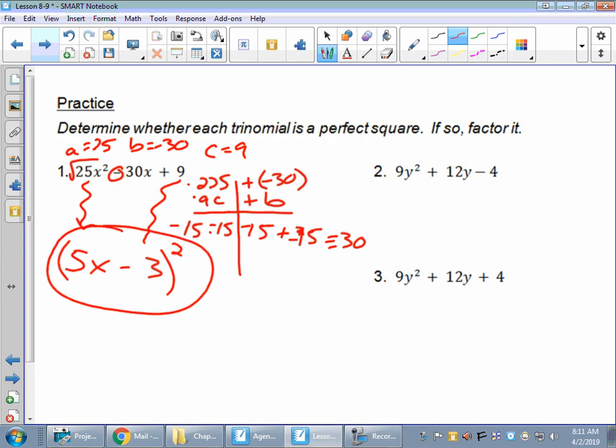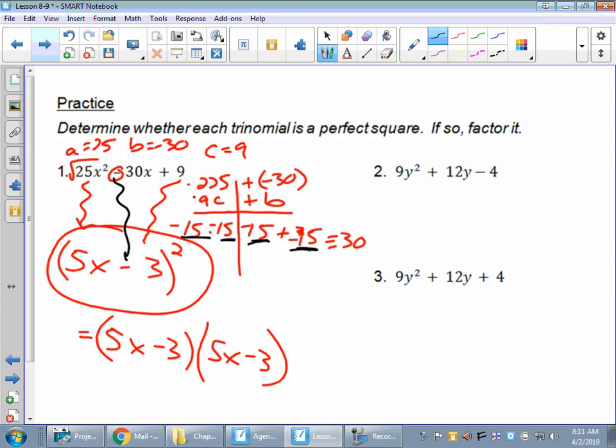Okay? If you don't like the shortcut, you could still factor this out. If you wrote that out, remember it would be 5x minus 3 times 5x minus 3 if you wanted to continue to factor it like you normally do. But this is kind of what you'd end up getting. And you can distribute that or FOIL that to see if you got the right answer. We're just trying to use the shortcut, so that's what I did. Once I saw that these values were identical and the signs were identical, and these values were identical and the signs were identical, then I was good to go and take the shortcut. Square root of A, square root of C, and a minus sign in here because this is a minus sign.